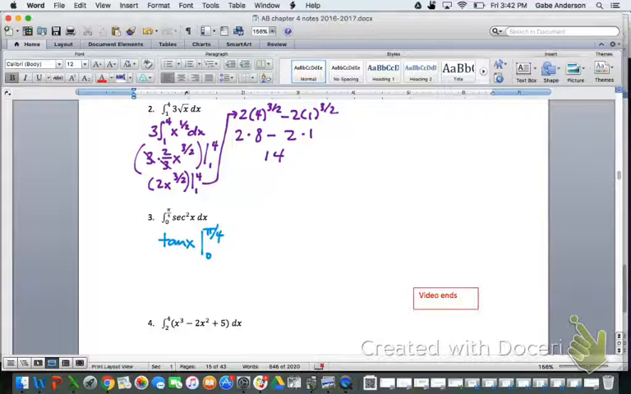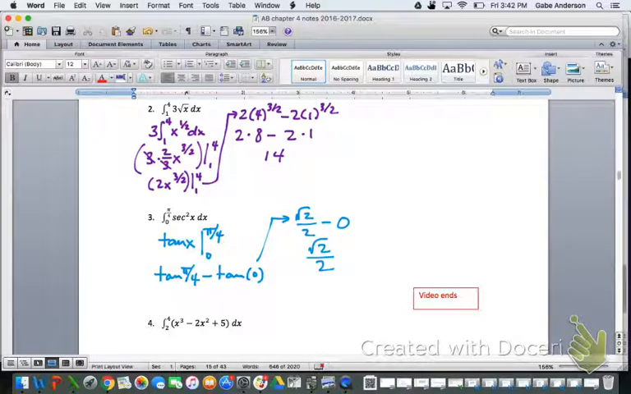Now we're into Fundamental Theorem of Calculus Part 1. It's going to be tangent of pi over 4 minus tangent of 0. Of course, tangent of pi over 4 is root 2 over 2. We know that from our unit circle work before. And then tangent of 0 is 0. So we end up with a final answer of root 2 over 2. And hopefully for the third time we have successfully used the Fundamental Theorem of Calculus Part 1.